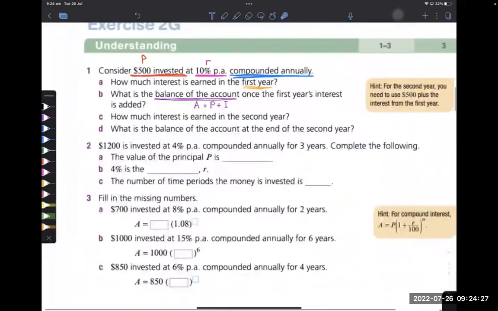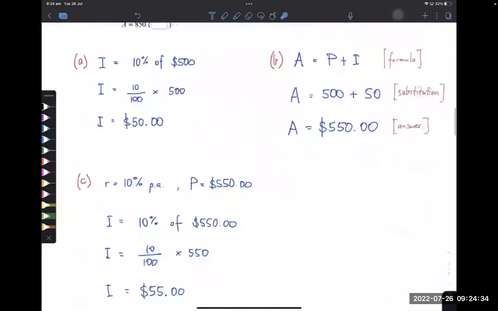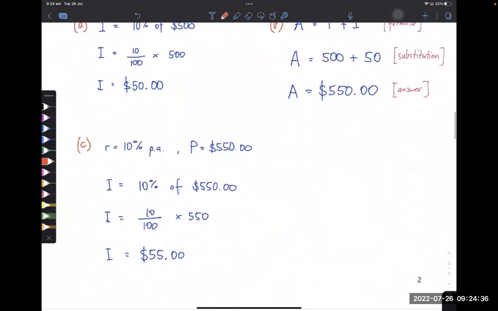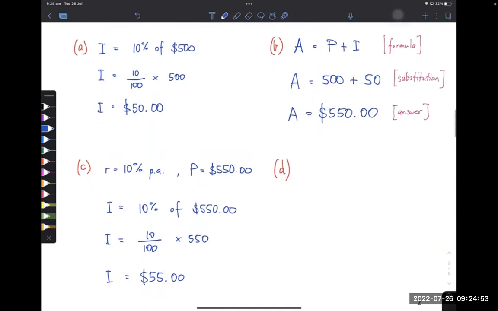So I think there's part D here now. It says, what is the balance of your account at the end of the second year? So how much do you have in your bank account right now? You're at the end of your first year. Okay, how'd you get that? All right, so what equation are we going to use? What formula? Okay, so A equals principal plus interest. Again, you write your formula first. What's our next step?